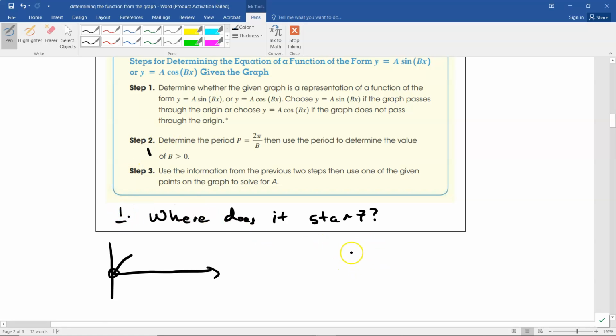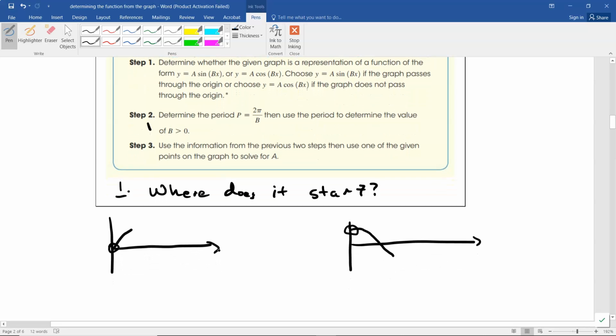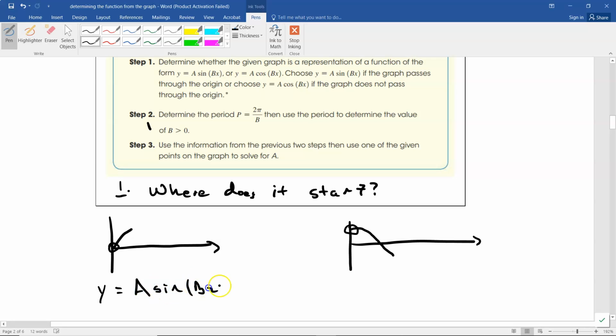As opposed to if I started a function like this, where it started up here, ask yourself what kind of function this would be. And what you should come up with as the answer is, when it starts on the 0, you should be looking at functions that look like a sine bx. Because remember, the y-intercept for sine is going to be 0. So any function that starts on the 0 will be some sort of sine function.